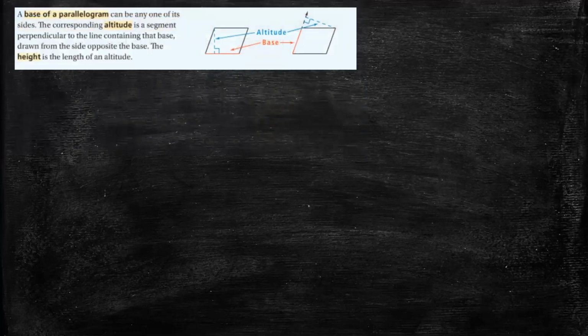And we said also that if I consider this as my base, the altitude is a line segment that must be perpendicular to the line of the base. By the height of the altitude times the length of the base, we can find the area of the parallelogram.